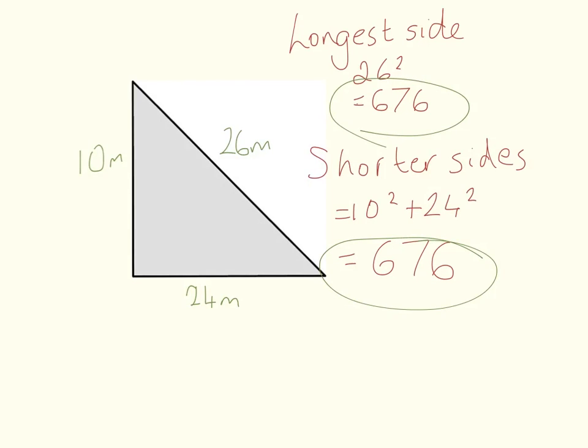If they are the same, then our triangle is right angled. Yes, it is right angled. I can put my box in. This triangle is right angled.